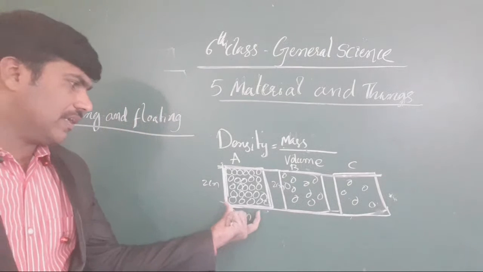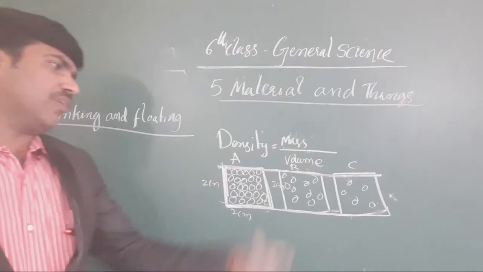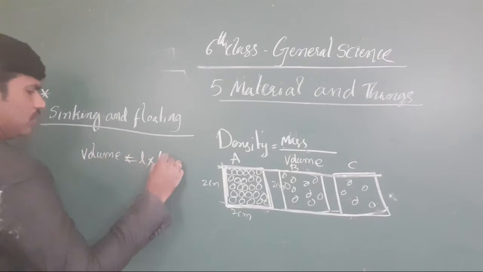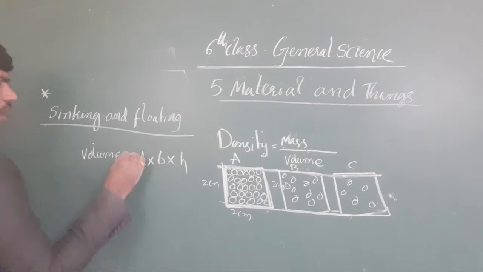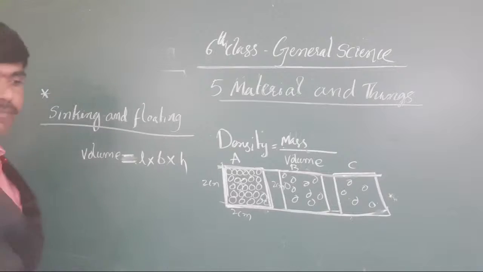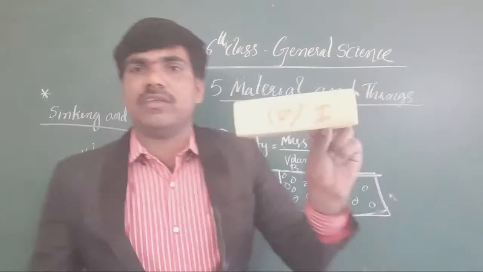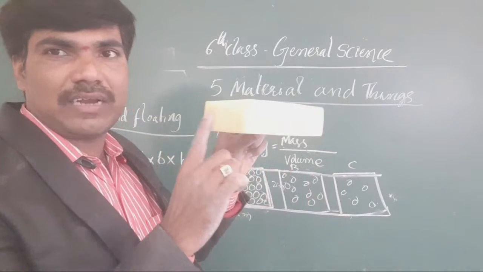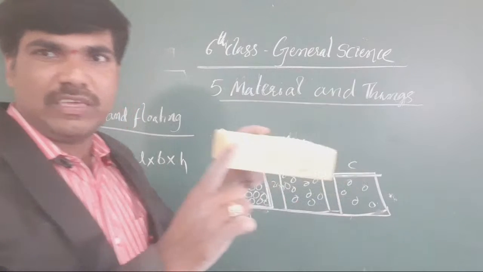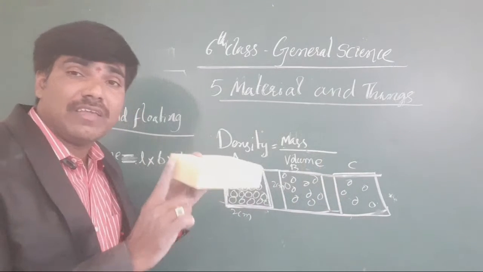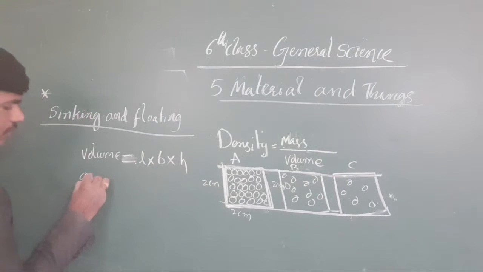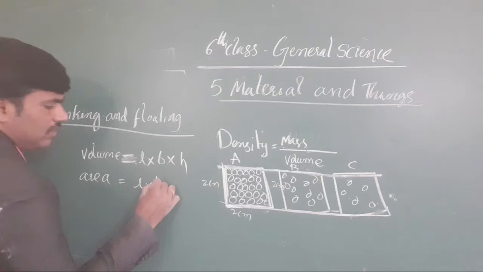Okay, it is a container, so what is the volume? You know very well, I hope, volume is written as length into breadth into height. Suppose this duster is a container: length, height, breadth. Multiplication of these three things is called volume. Area is equal to length into breadth.